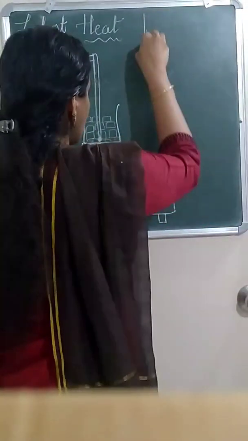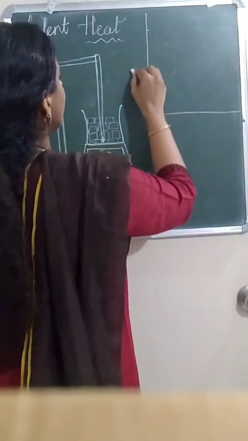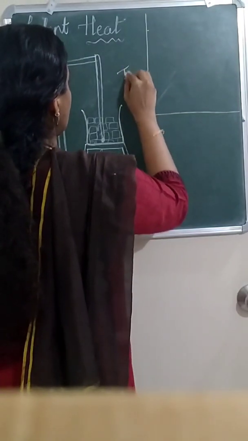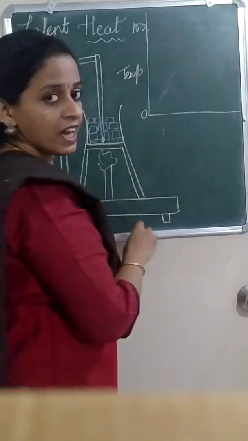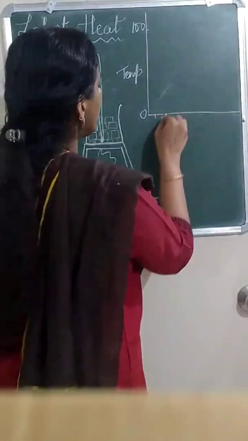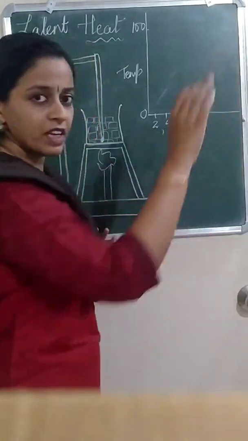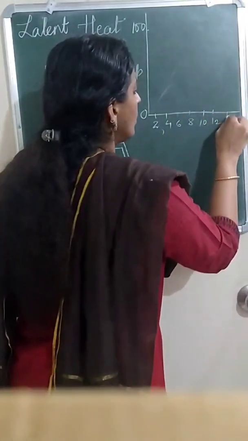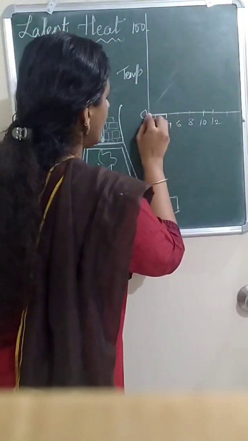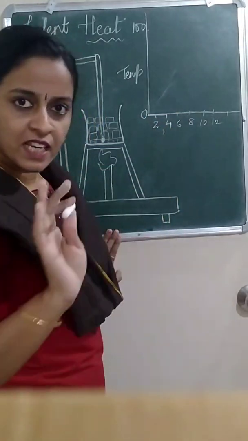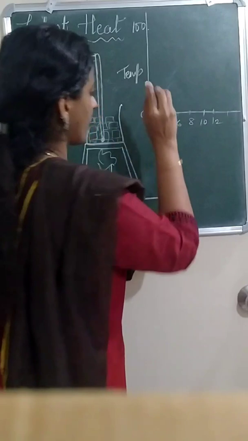So I'll draw a graph, temperature versus time. Here we will show the temperature from 0 to 100, and on the x-axis we will take the time: 2, 4, 6, 8, 10, like that it will continue. You will see that for quite some time the temperature will remain at 0. That part I will mark as AB.